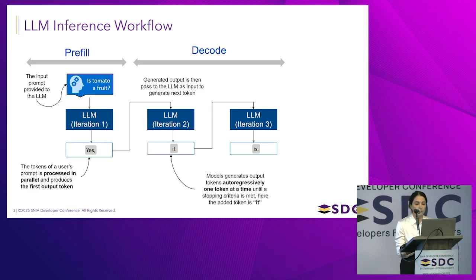The decode phase is autoregressive, which means the text is generated in a sequence, one token at a time, right? So after you generate the first output token, you feed it along with your prompt to the next iteration. It generates the next token, and then that token along with the previous tokens is fed back into your LLM engine, and this process continues until you generate the desired number of tokens or the stopping criteria is met.